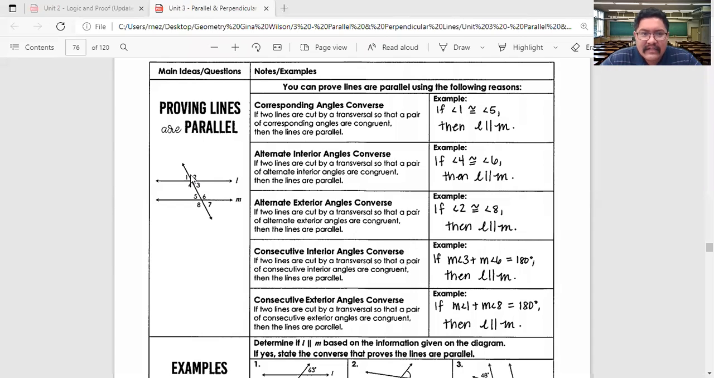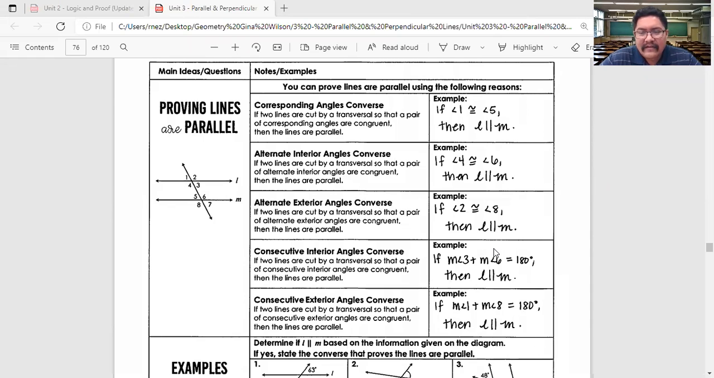Exterior means outside. So 2 and 7 are both on the outside of the parallel lines, and they're also on the same side of the transversal. So 2 and 7 would be one example, but the example they went with is 1 and 8. If you were to add angle 1 and angle 8's measures together, it would come out to be 180 degrees. So those are a couple of the ways that we could do this.